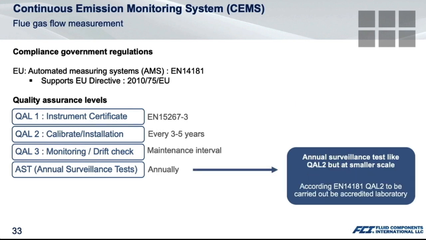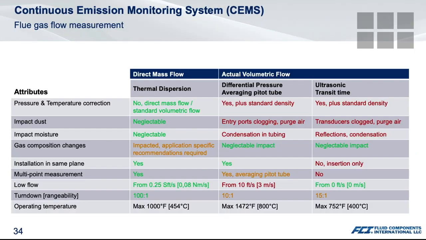Lastly, there's also an AST, annual surveillance test, which is required to be performed annually and also by an accredited laboratory. It's similar to the QAL 2, but on a smaller scale. As mentioned, next to the government regulations and their verification requirements, we are offering a comparison sheet of the 3 key flow meter technologies which are US EPA and QAL 1 certified.